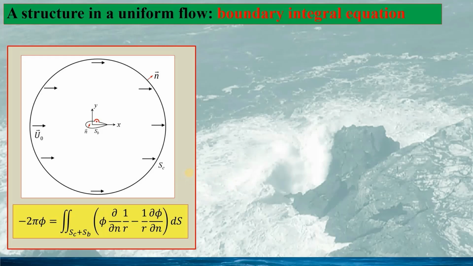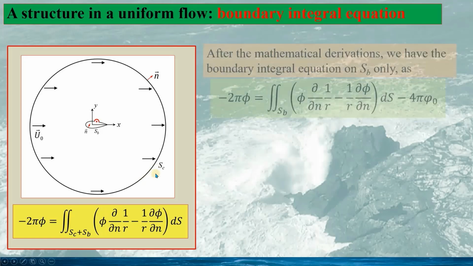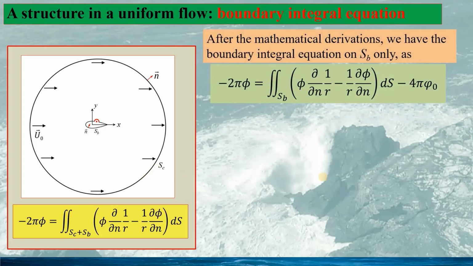Now we examine the boundary integral equation. As we have shown before, the general boundary integral equation would be given as this by desingularization on the boundary. Here we are only interested in the desingularization of phi on the left-hand side on the structure boundary, not on SC. But it is correct if phi is the potential function on SC. Our purpose is to get every term on SB.